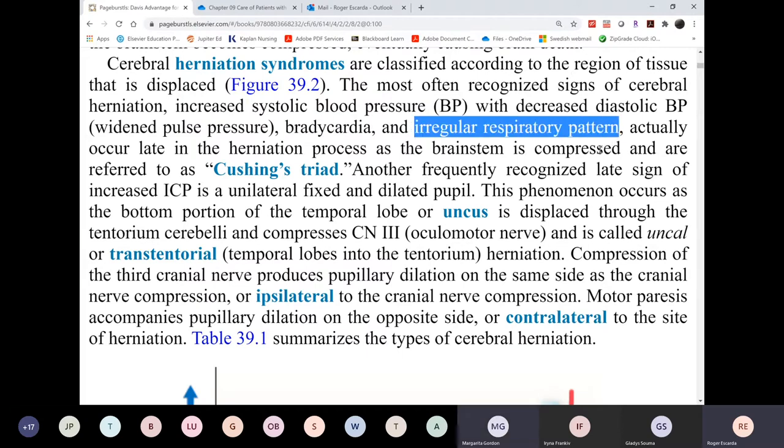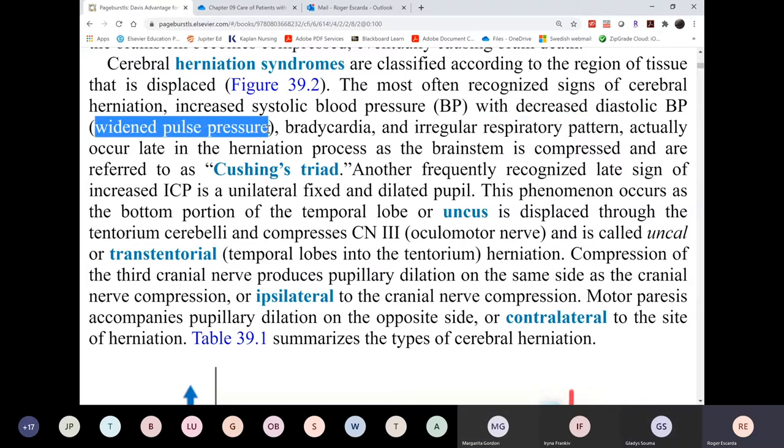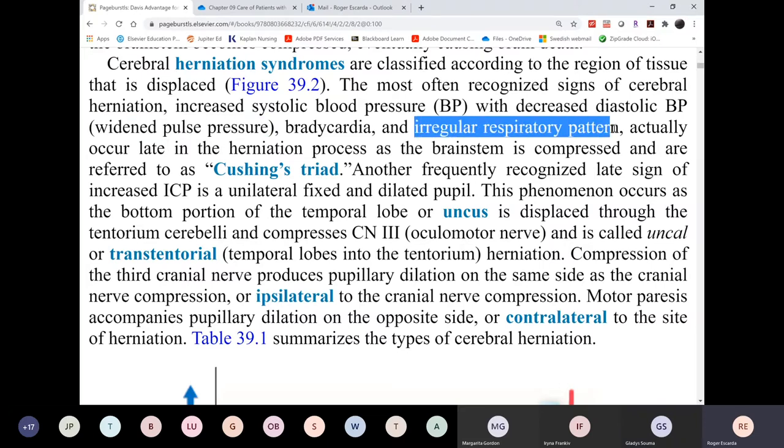In other textbooks, the triad is only increased systolic blood pressure, bradycardia, and wide pulse pressure. Okay, those are the triad in other authors. This author included Cheyne-Stokes respiration. This irregular respiratory pattern here is called Cheyne-Stokes respiration, which is a pattern of hyperventilation, hypoventilation, and apnea, periods of apnea. So very irregular breathing pattern. So I don't know what to use.